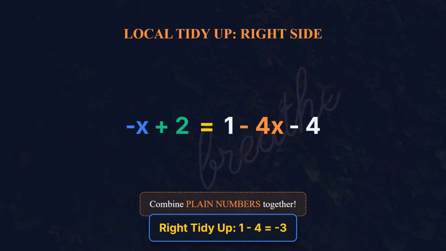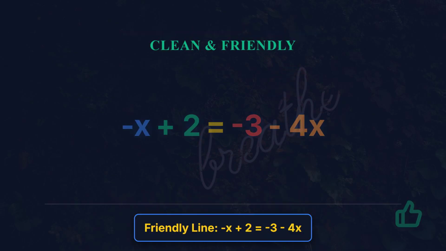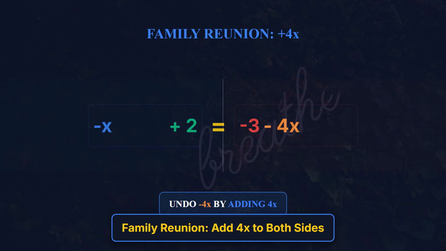On the right side, plain numbers 1 and minus 4 combine cleanly to leave us with a constant of minus 3. Look at that! Our equation is now significantly shorter and much friendlier. Minus x plus 2 equals minus 3 minus 4x. Time for a family reunion.